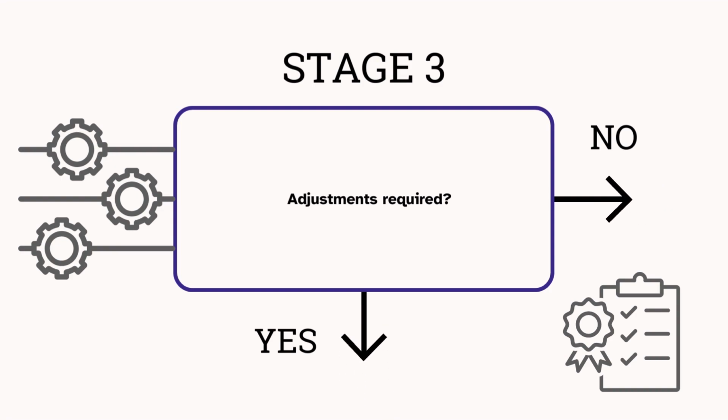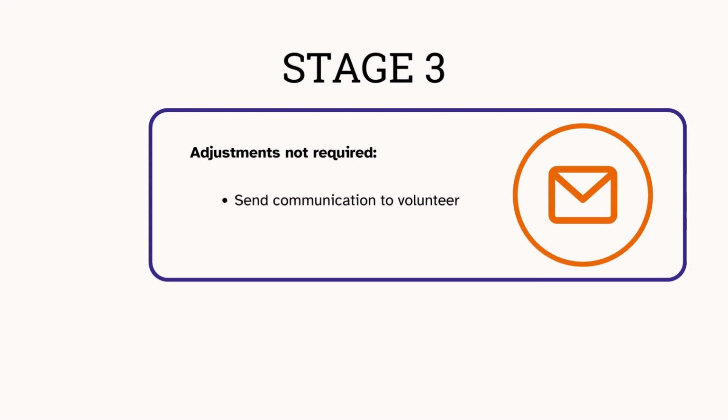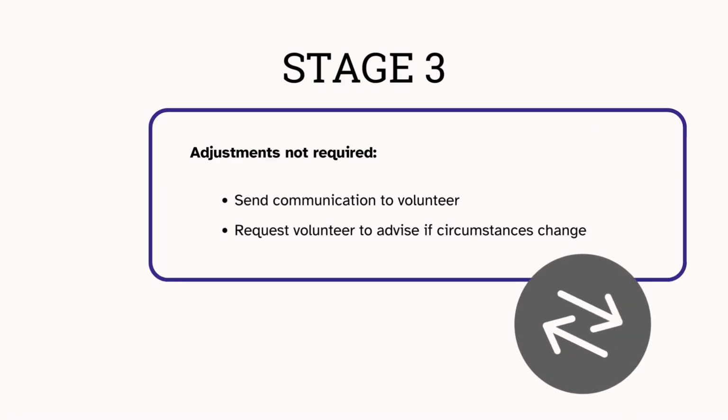If this is the case, or adjustments are not required for any other reason, send an email or other written communication to the volunteer as formal confirmation and a record of your conversation. Remember to ask them to let you know if their circumstances change at any point in the future, so you can make sure they're able to continue volunteering safely and without interruption.